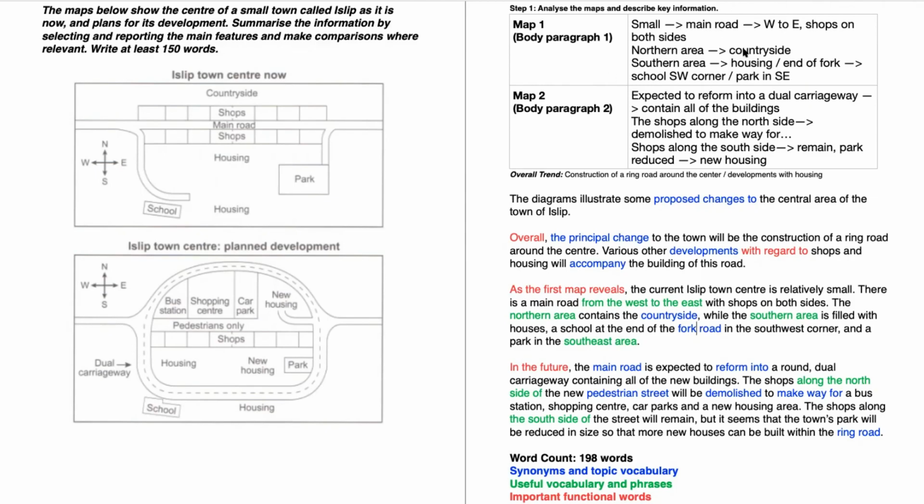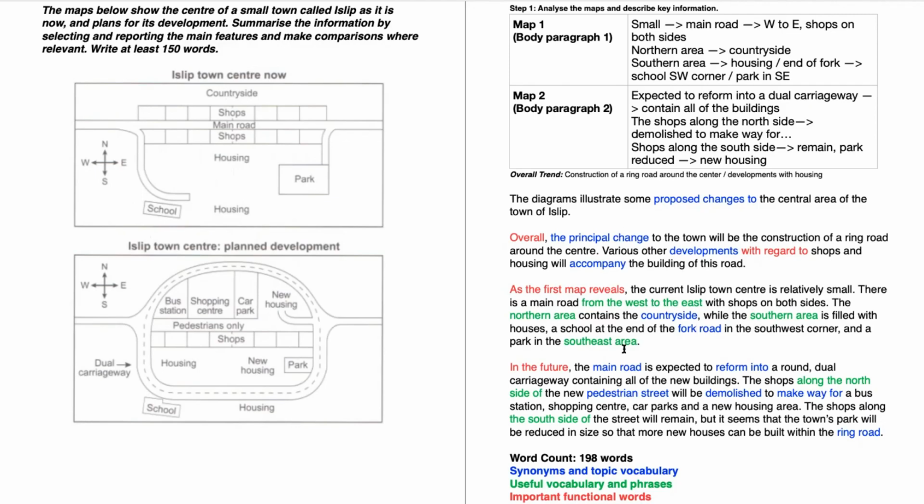Now for our map 1, our body paragraph 1. As the first map reveals, the current Islip town center is relatively small. There is a main road from the west to the east with shops on both sides. The northern area contains the countryside, while the southern area is filled with houses, a school at the end of the fork road in the southwest corner, and a park in the southeast area.